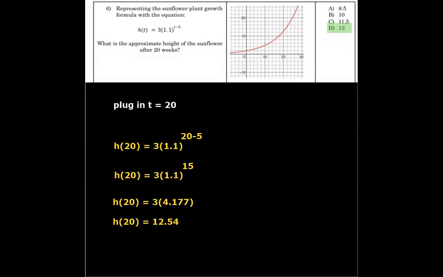Plug in t equals 20. Then we have 3 times 1.1 to the 15th power, which will be 3 times 1.477, and the height at 20 weeks will be approximately 12.54. The closest answer to that is D, 13.